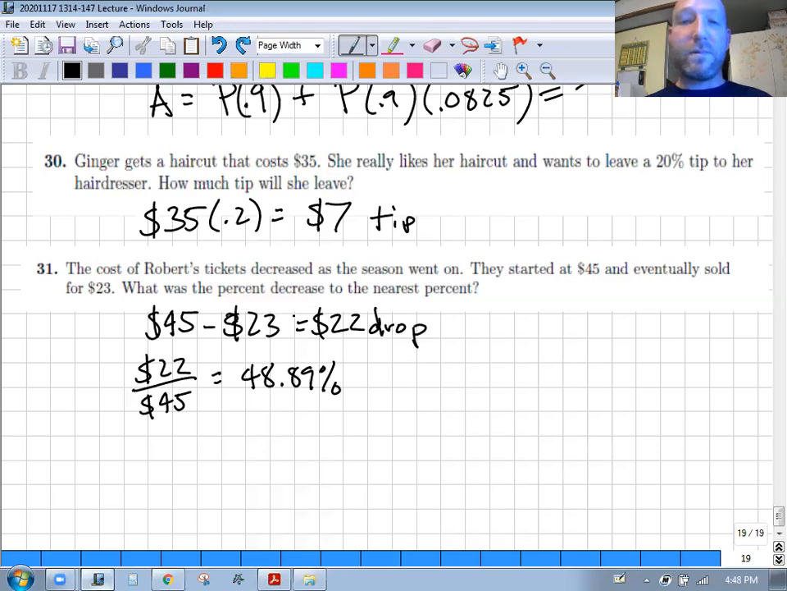All right. One common mistake that people make, I've made it, is doing 23 out of 45, right? You get like a 51% drop, right? Which wouldn't be correct, right? You gotta look at, it went from 45 to 23, so it was a $22 drop. So you gotta have the 22 over 45.